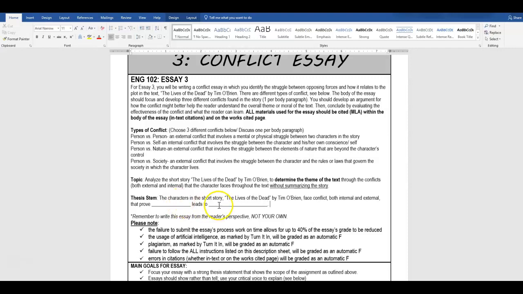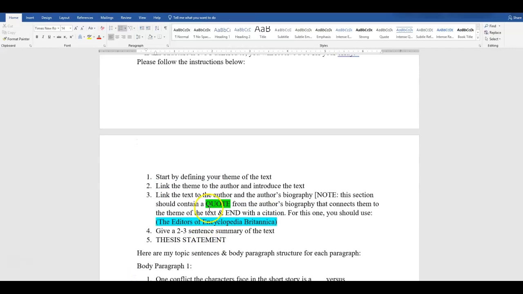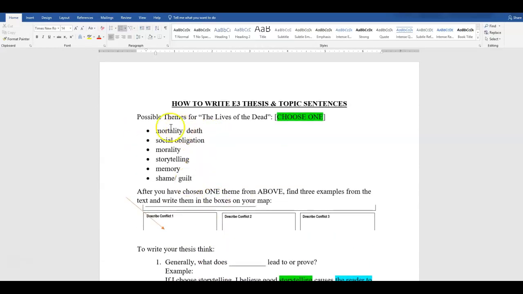And then the universal theme must be present as well. Please make sure that your thesis includes one of the following themes that is found on the How to Write guide. Okay, so we'll talk about how to write the thesis statement in a moment, but your thesis statement must include one of these things.